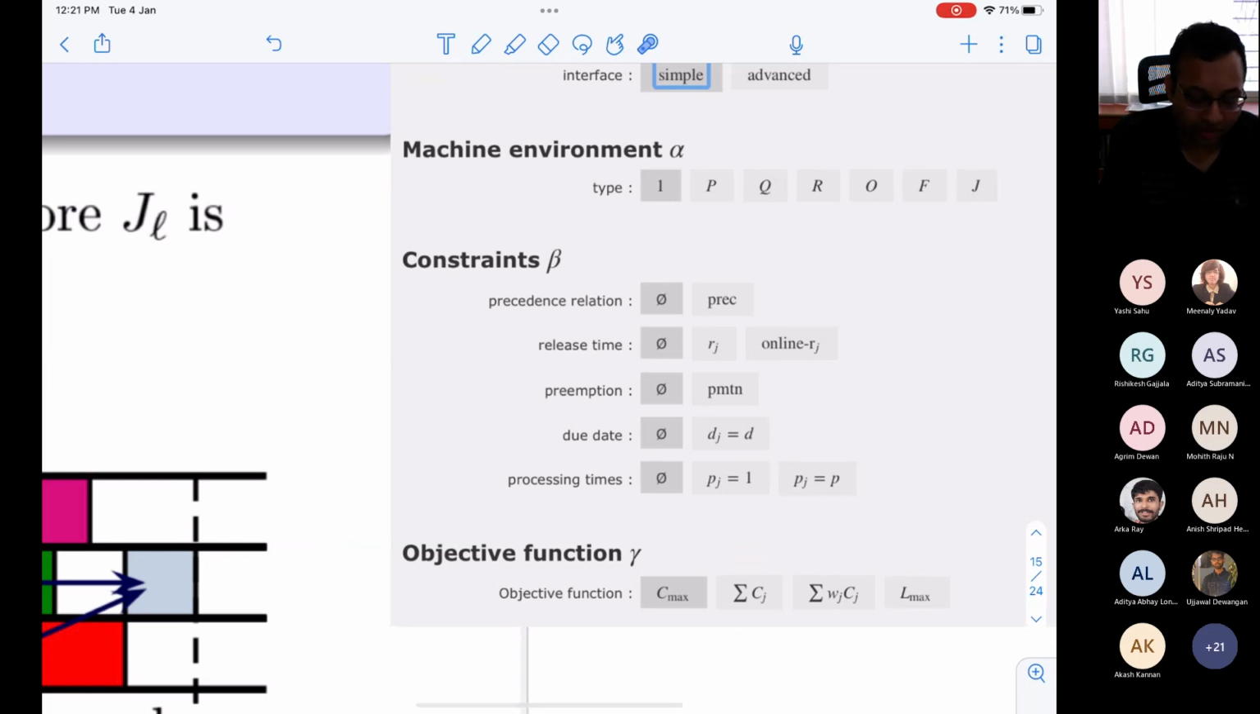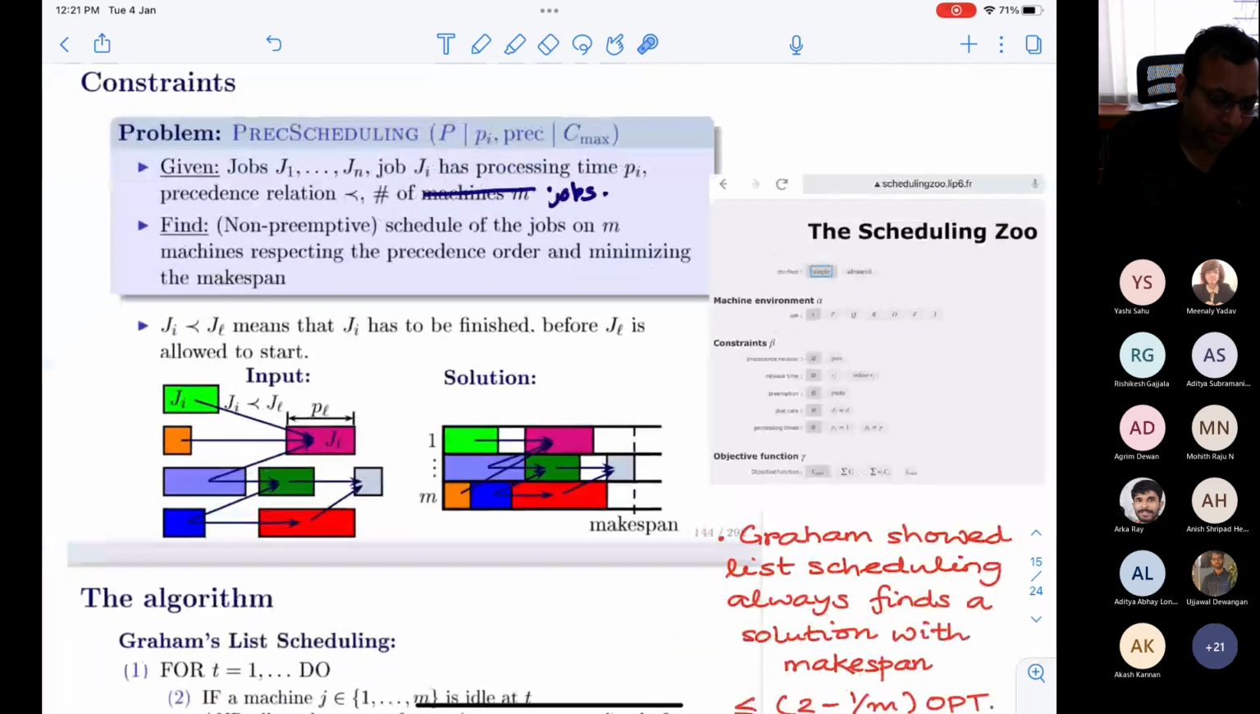And there are some other variants. You can take the sum of the weighted completion times and so on. So if you're interested in learning about scheduling, you can just visit this website and see. This is the first problem he was studying, and he found it's difficult to find an exact algorithm for the problem. So what he proposed was a simple greedy algorithm.